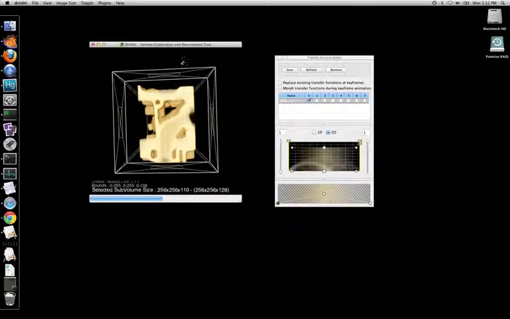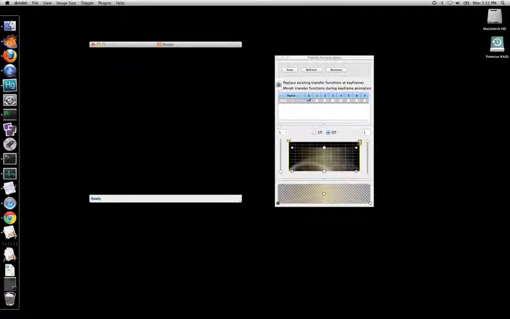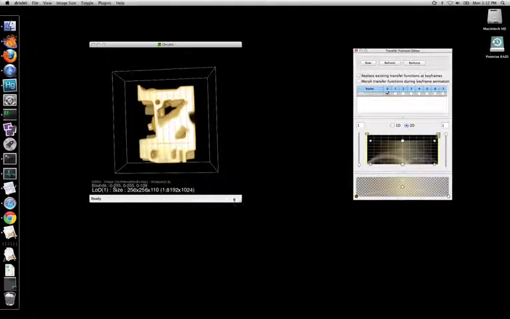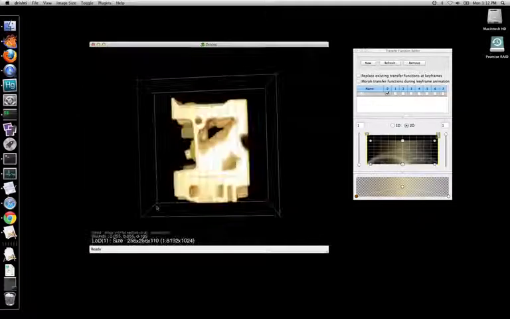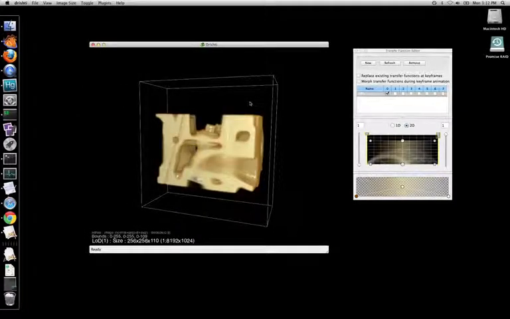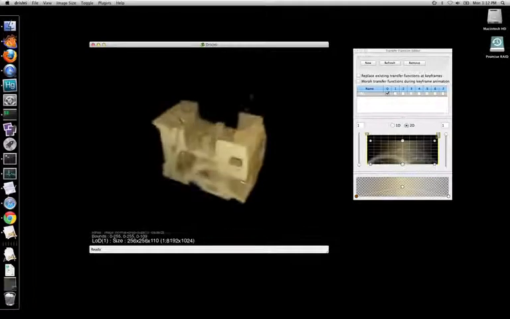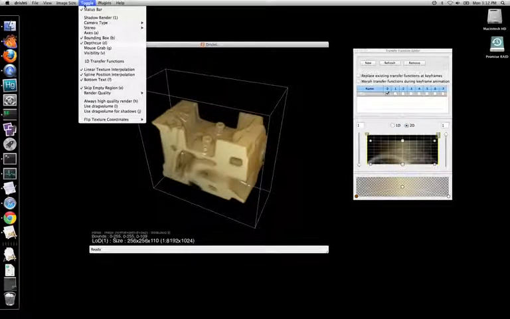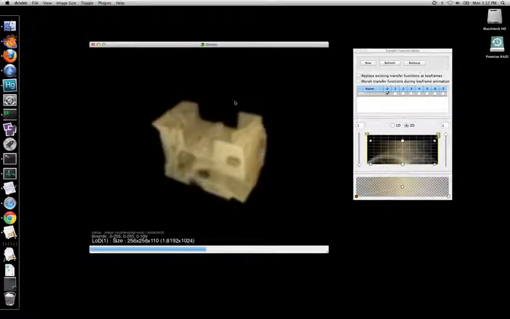I'm pressing F2, function F2 in case of Mac, to move to high res mode. This is your volume. Press B to remove the box. These are the toggles here. That's the bounding box here. Press B to turn off the bounding box.